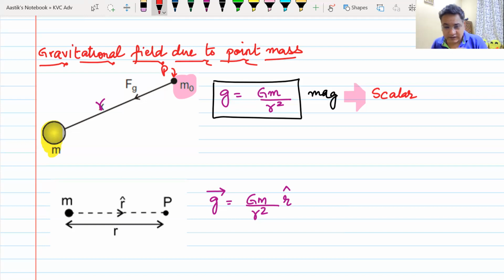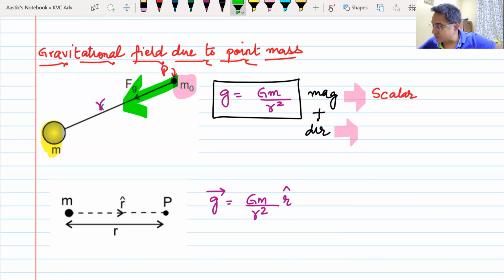This Gm by r square will give you the magnitude of the gravitational field. How will you find out the direction of gravitational field? Because when you add magnitude with direction, then only you will get the complete picture about the gravitational field. The direction is drawn here. I would draw this with a green line. This is the direction of gravitational field, G vector.